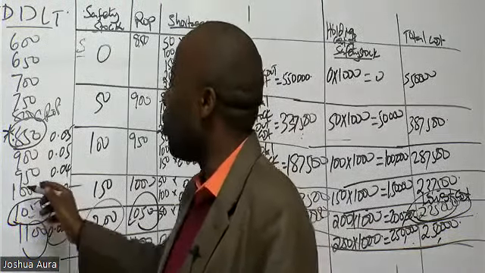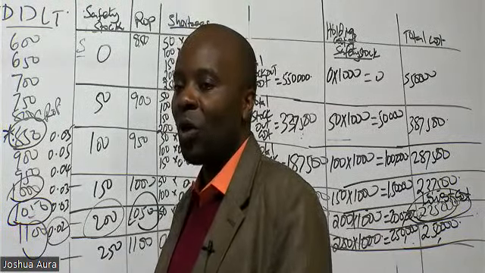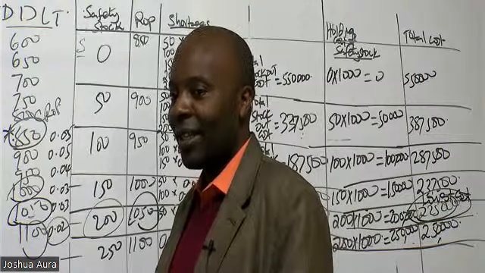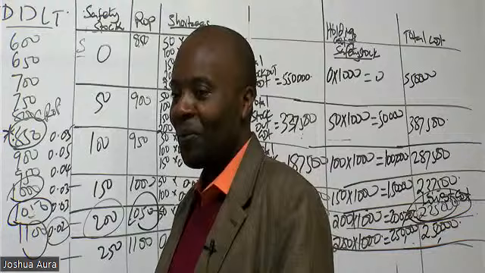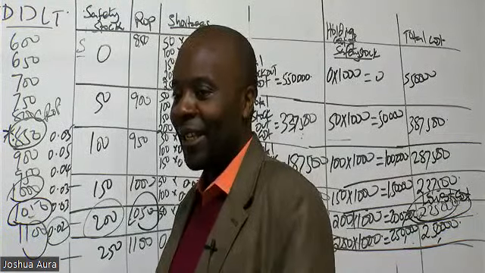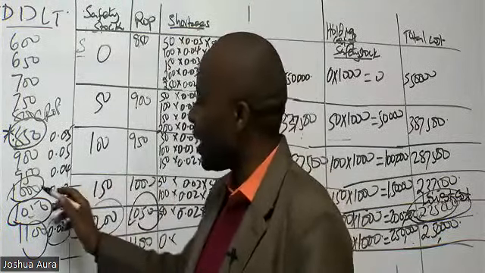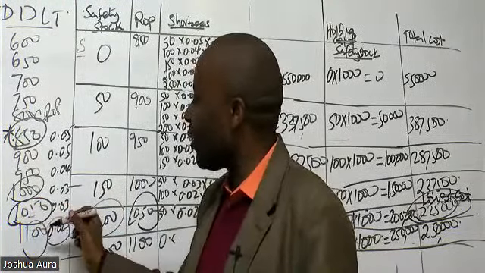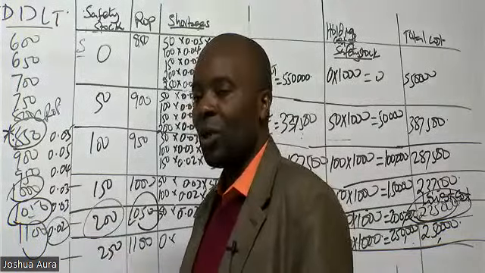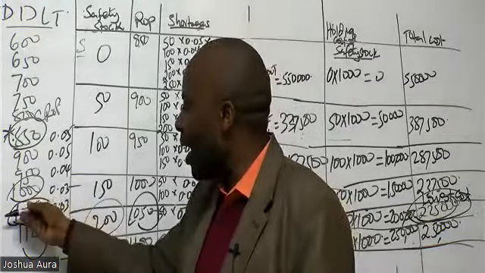What if the optimal reorder point was 1,000? What would have been the probability of stockout? Can somebody guess? If the reorder point is 1,000, then the probability of stockout will be the probability of the higher quantities. I would have taken 0.03 plus 0.02.